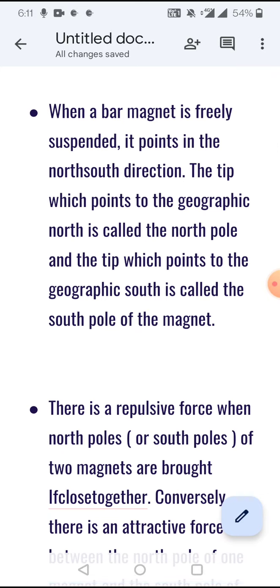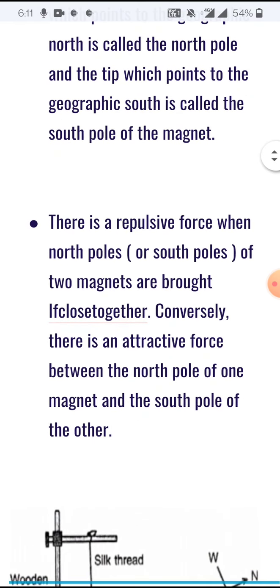When a bar magnet is freely suspended, it points in the north-south direction. The tip which points to the geographic north is called the north pole and the tip which points to the geographic south is called the south pole of the magnet. Next point: there is a repulsive force when the north poles or south poles of two magnets are brought close together. Conversely, there is an attractive force between the north pole of one magnet and the south pole of the other.